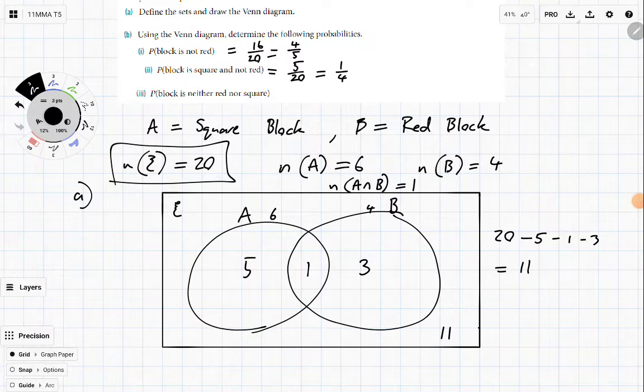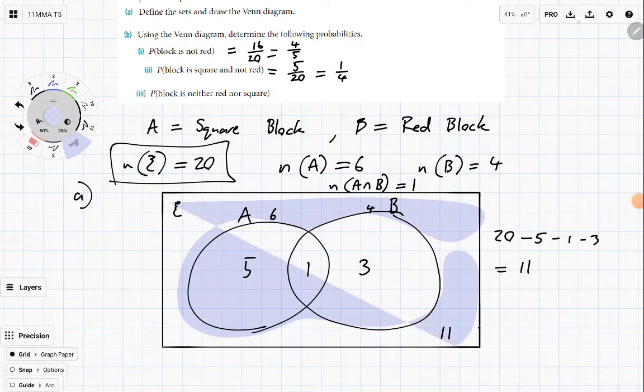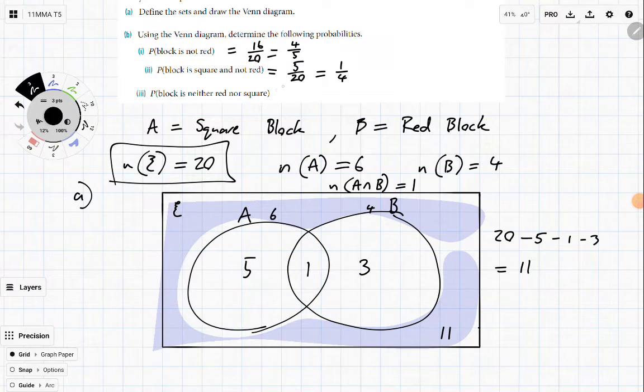And for the block is neither red nor square, we're looking for the complete and utter outside of this whole thing, which would have to be the 11. Which cannot be simplified. Now notice here that whenever I'm doing this, I'm actually ignoring the 6 and the 4. The 6 and the 4 are scaffolding marks, so they're just there to help me work out what the 4 numbers are. They're not actually used to solve it.